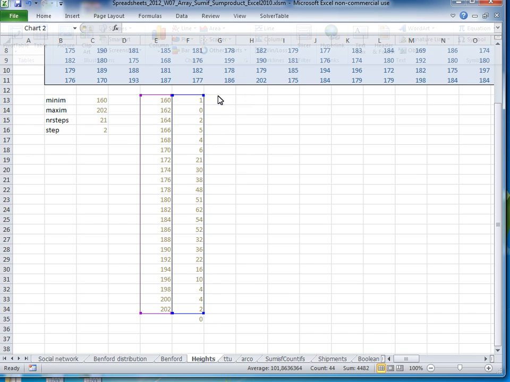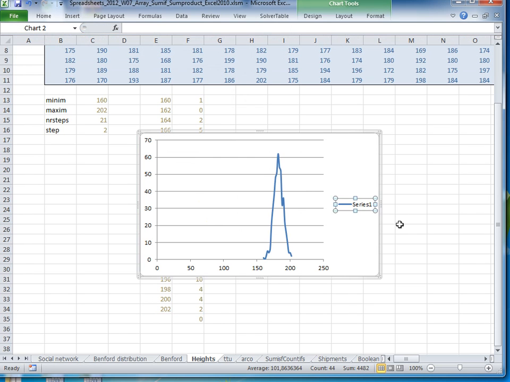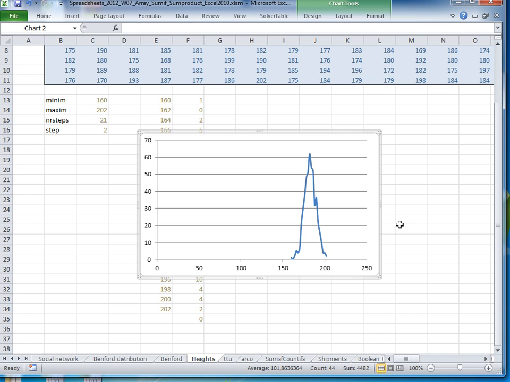This is something which really closely resembles the normal curve that we've seen already. Normal curve meaning that the middle height is mostly represented, and the taller or the shorter the person is, the less frequently he appears in our data. Okay, so we can now delete this series 1 here as well. And this is our graph.